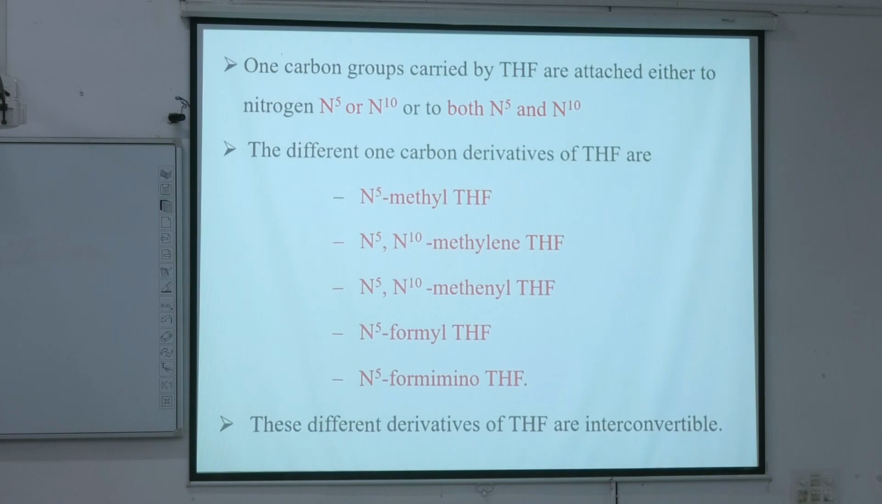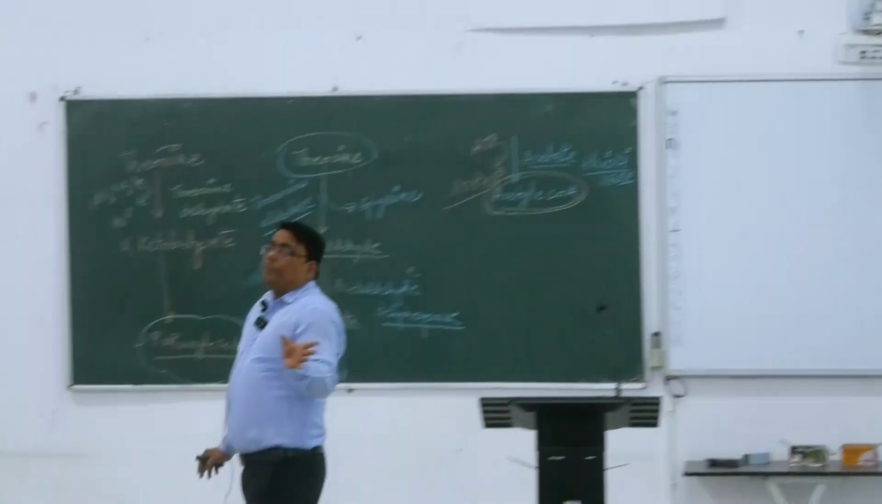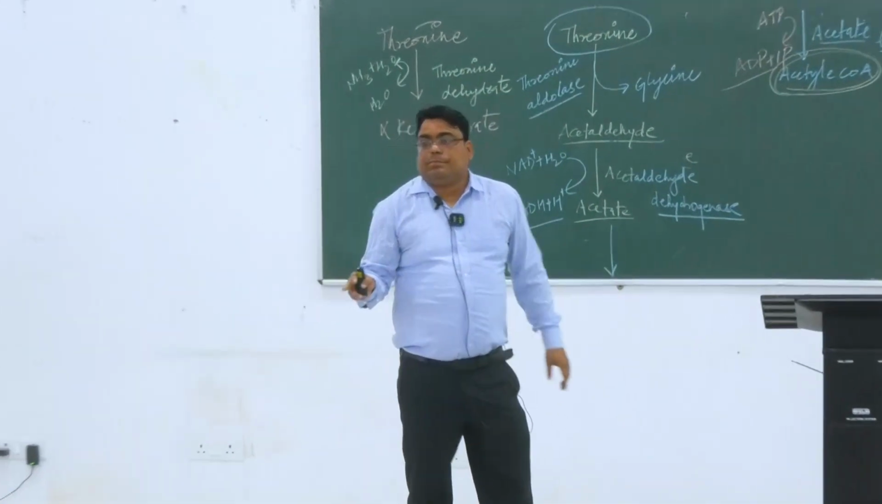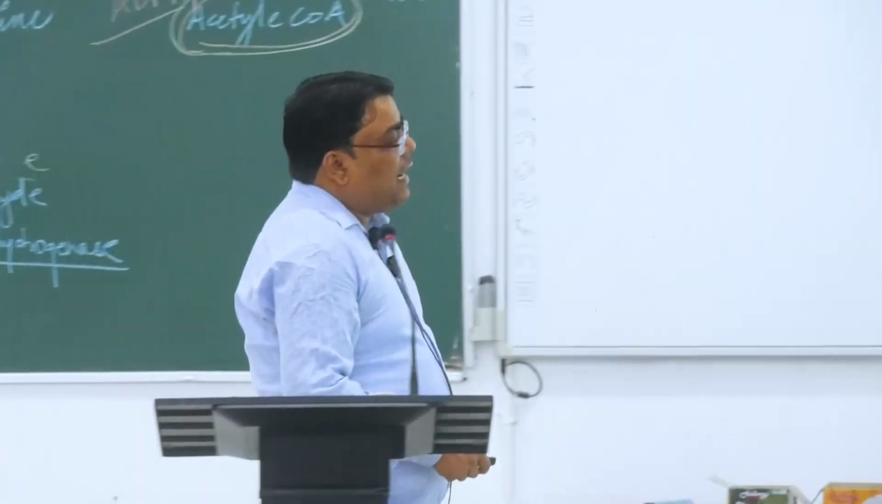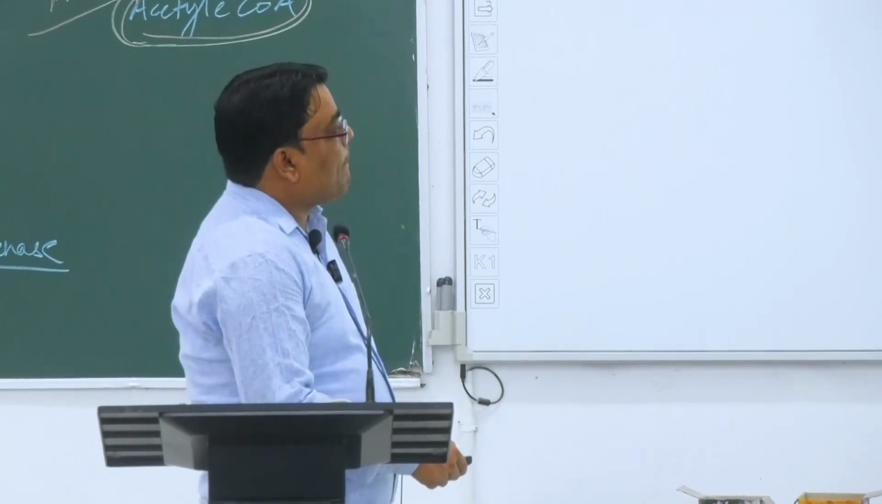I showed you in the previous section that it was N5 N10 dependent: N5 N10 methylene THF, N5 formyl THF, N5 formino THF. What does it mean? It means these tetrahydrofolate groups are combined with this single carbon group for transfer of this group for further metabolism. Okay, so these different derivatives are interconvertible.